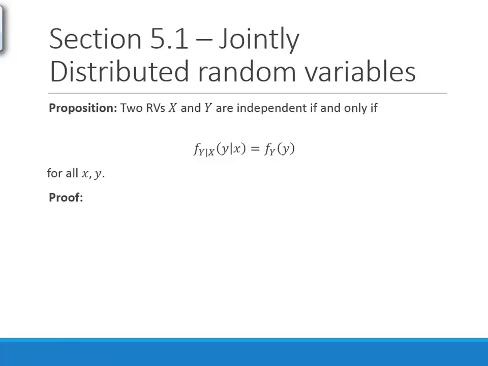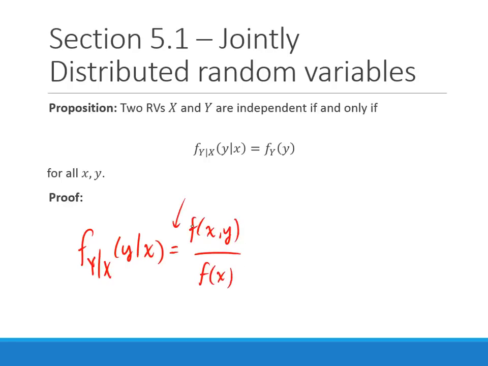before we get to an example, I wanted to quickly say this. You can think about independence in terms of conditional distributions as well. Two random variables are independent if and only if the conditional distribution of y given x is just equal to the marginal PDF of y. A very quick proof: the definition of f of y given x is, by definition, the joint density f of x y divided by f of x.